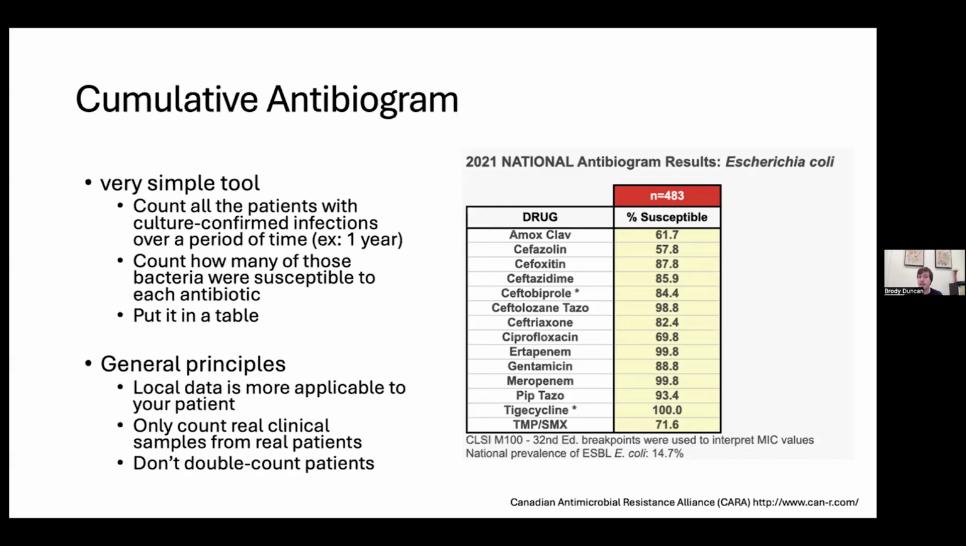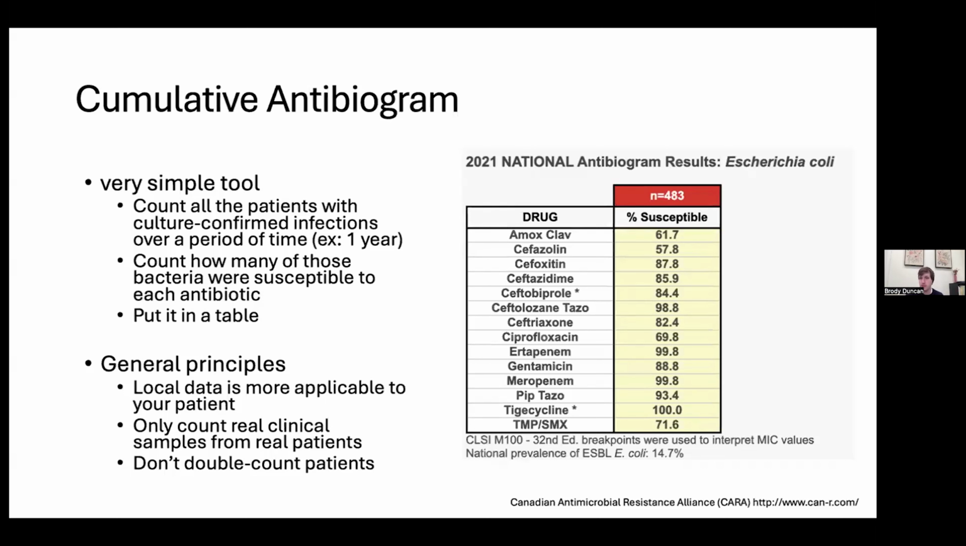It's also important to only count real clinical samples from real patients. So, some laboratories could accidentally include research isolates. They could accidentally include surveillance swabs where, for example, you're swabbing patients' noses to see if they're colonized with MRSA. So we don't look at those. We only look at patients that have real infections.